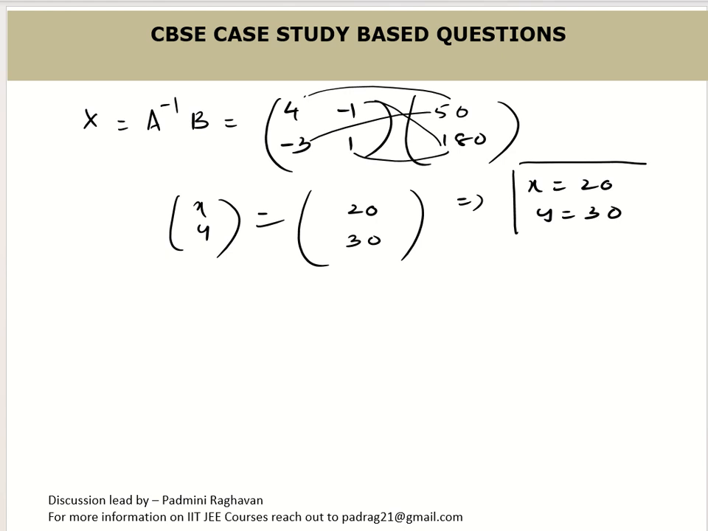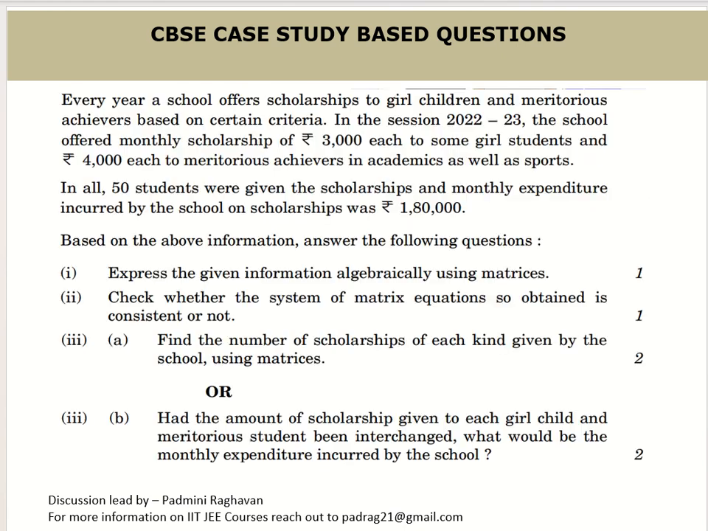In the examination, write this answer in a sentence. Say that the number of scholarships allotted to the girl children is equal to 20. The number of scholarships allotted to meritorious students is equal to 30. The question is, find the number of scholarships of each kind given by the school using matrices. So we are done. They have given an option for this.